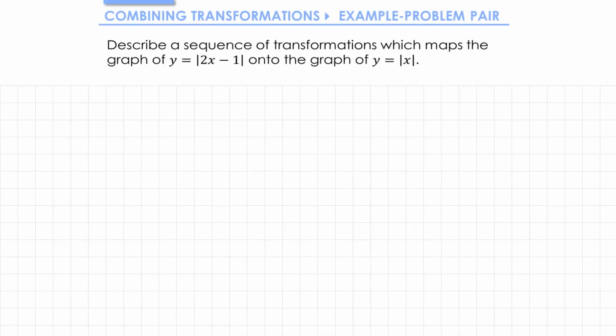In this question, we need to describe a sequence of transformations which maps the graph of y equals mod 2x minus 1 onto the graph of y equals mod x. These kind of questions often catch people out. What I'd like you to do is pause the video and have a think just for a few seconds. What is it about this question that you think might catch people out?